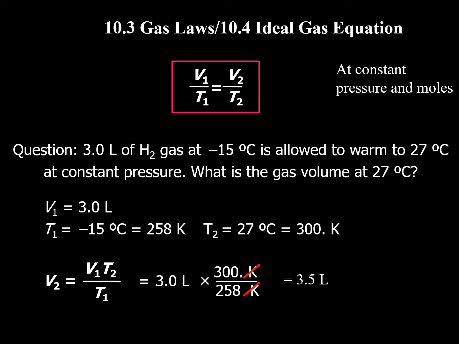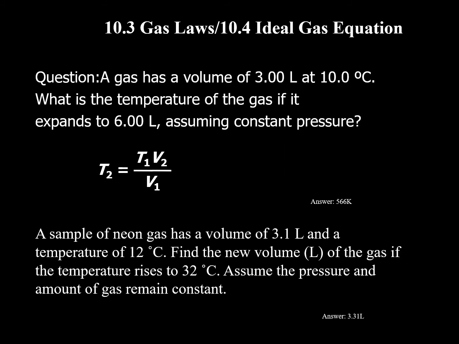Recall you have to convert the Celsius to Kelvin, so that's what I did here. In this example, I convert minus 15 degrees plus 273 is 258 Kelvin, and then 27 degrees Celsius plus 273 converts to 300 K. Then I plugged in the values for V1, T2 and T1, and I got 3.5 liters as our new volume. Again, this only works at constant pressure and the amount of moles stays the same. So you guys can try this on your own and pause the video.